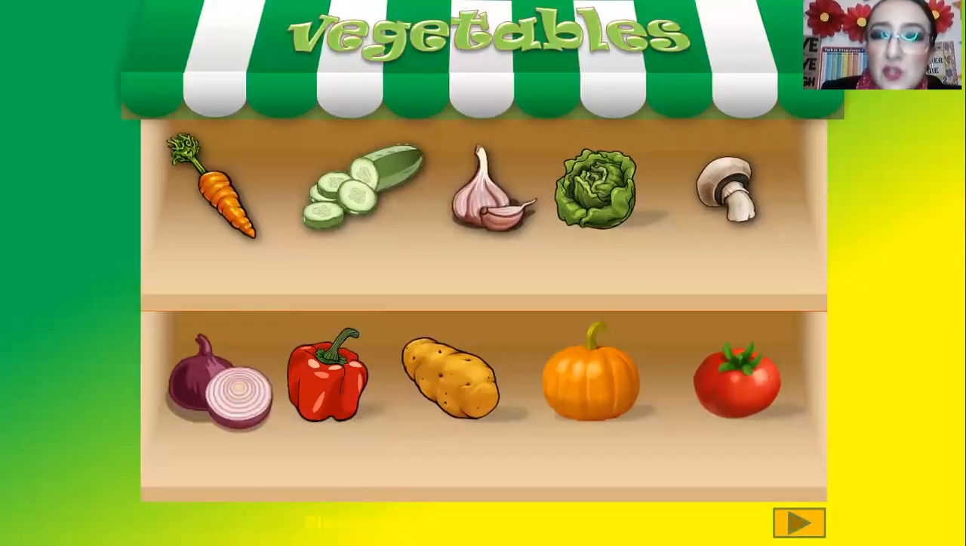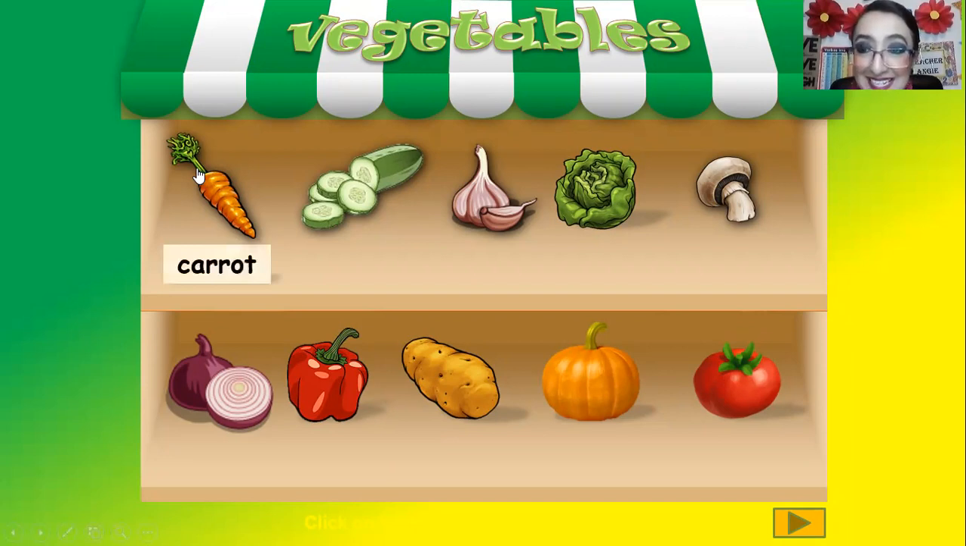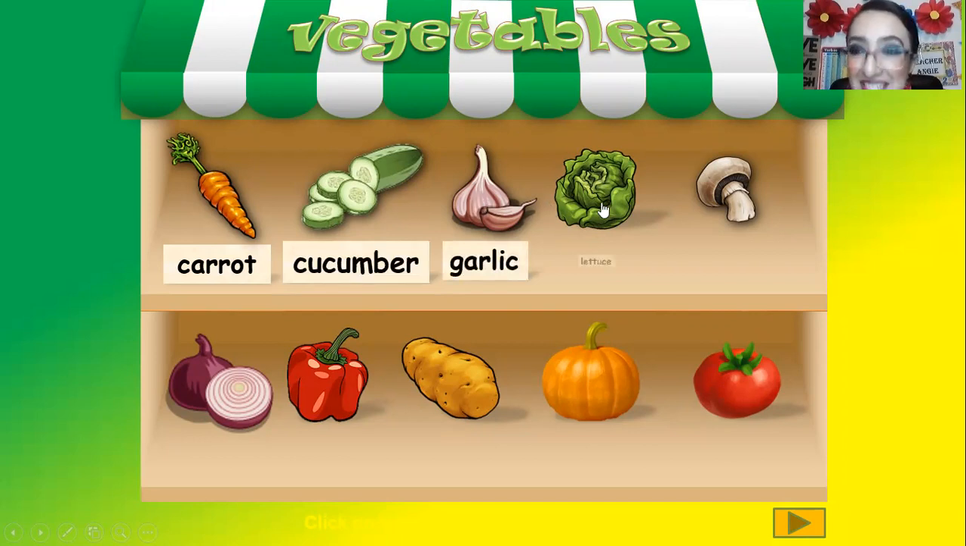What vegetables do we know here? ¿Cuáles te sabes? ¿Cuáles te sabes? Yes, we are going to be having carrot, cucumber, garlic. What is this? Lettuce. What is this? Mushroom.